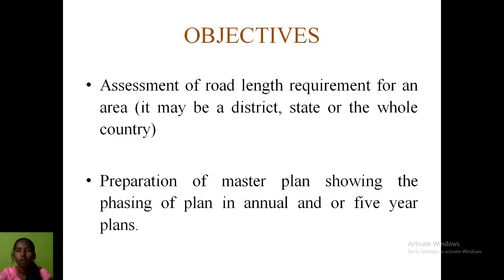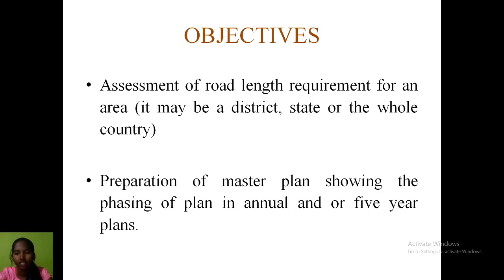The third one is objectives. Road planning is done with two main objectives in mind. The first one is assessment of the road length requirement for an area. It may be a district, state or the whole country. And the second one is preparation of a master plan showing the phasing of the plan in annual and or 5-year plans. To achieve the first objective, it is required to conduct various field surveys to collect data which may help in the judgment of road length requirements for a specified area.